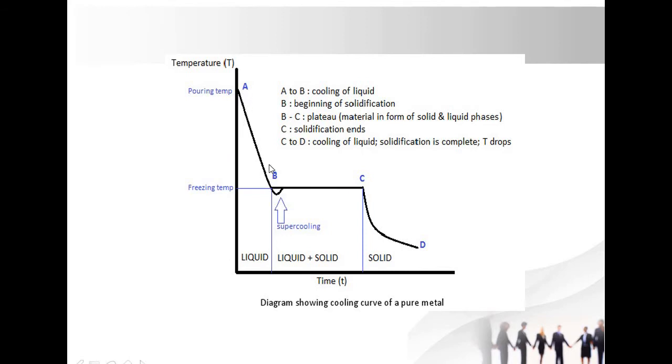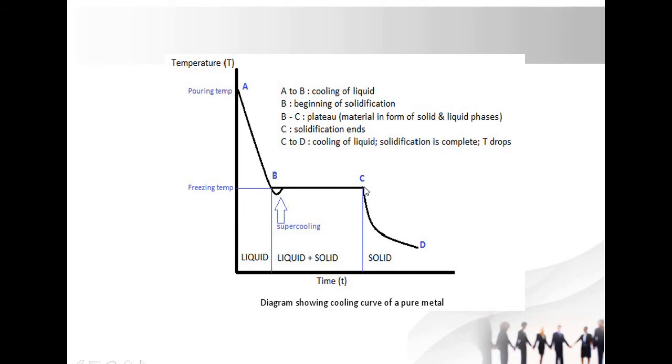Initially the rate of cooling will be continuous. When the point B is reached, which is known as the freezing temperature, the solid substance begins to crystallize, and then the temperature remains constant till the point C is reached. That is, till BC the temperature remains constant, and after that there is a drop in temperature. Till BC the solid, assume it is some X, is getting crystallized from the solution, and this crystallization or solidification process continues till the point C is reached.